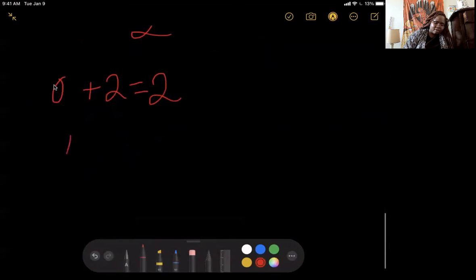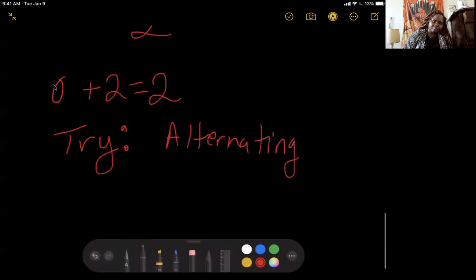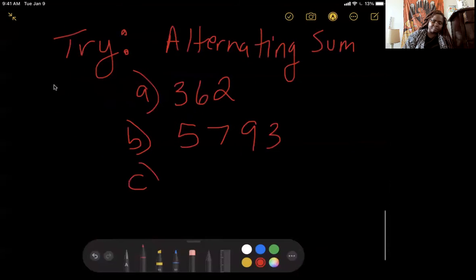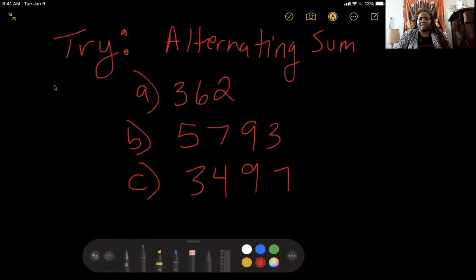All right, you try. I'd like you to tell me, what is the alternating sum for 362, 5,793, and we'll do a big one. I'm just going, you give me a number. 3, you give me a number. 4, you give me a number. 9, you give me a number. 7. Okay, alternating sum of 3,497.